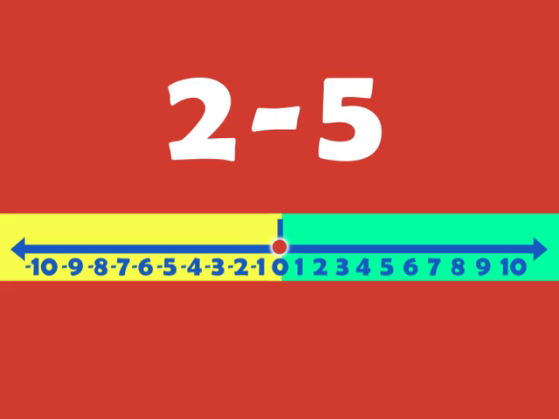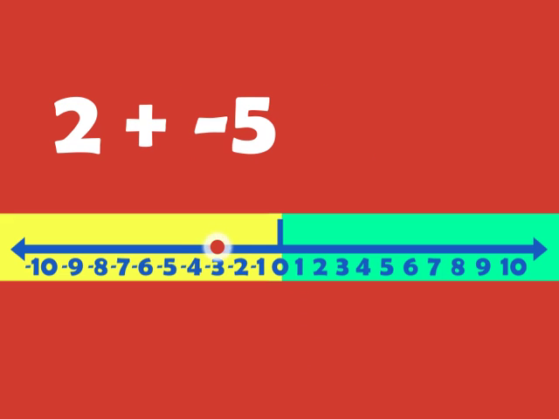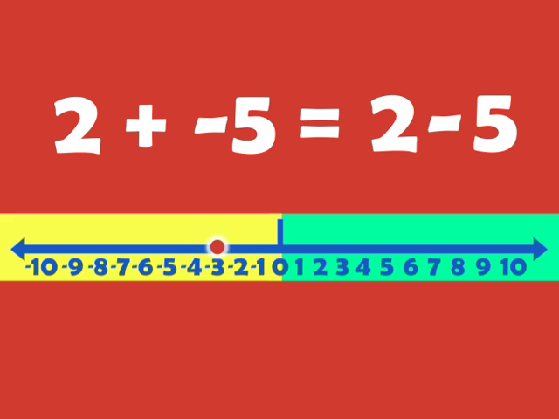What if the problem were 2 minus 5? Again, start at 2, move 5 places in the negative direction, note the minus sign in front of the 5, and you should arrive at negative 3. What have you just learned? That 2 plus negative 5 is the same as 2 minus 5.